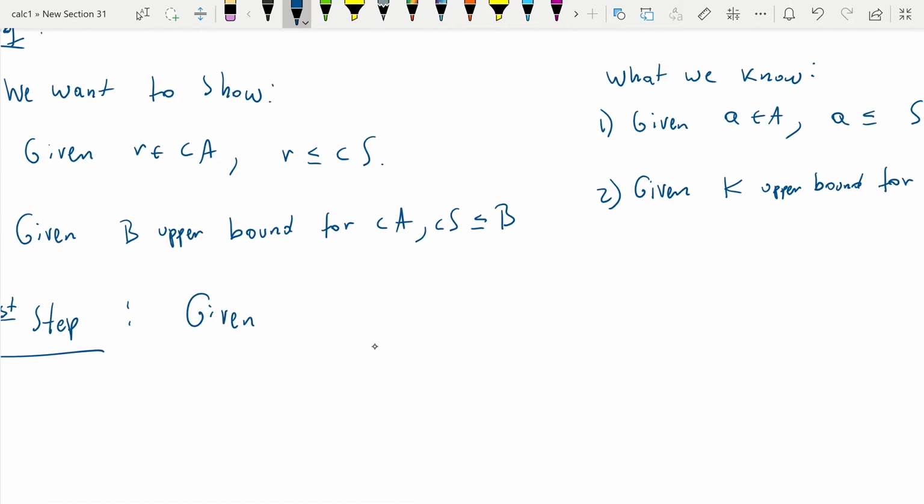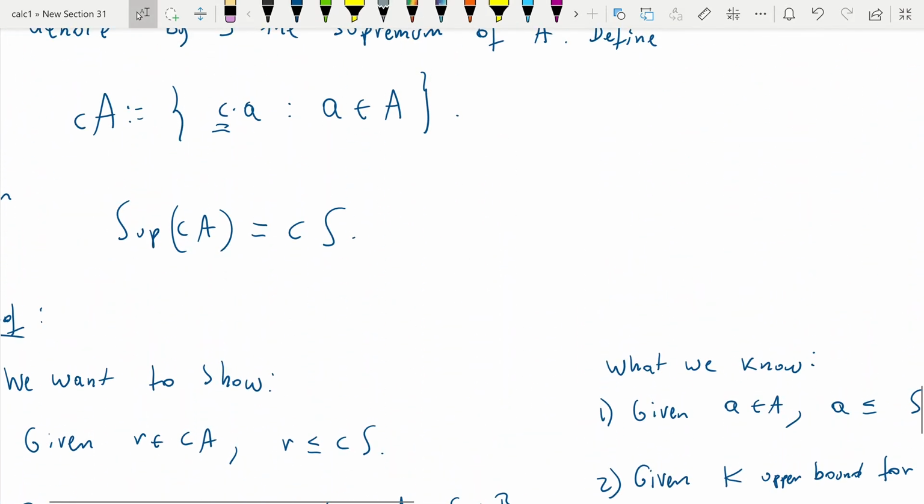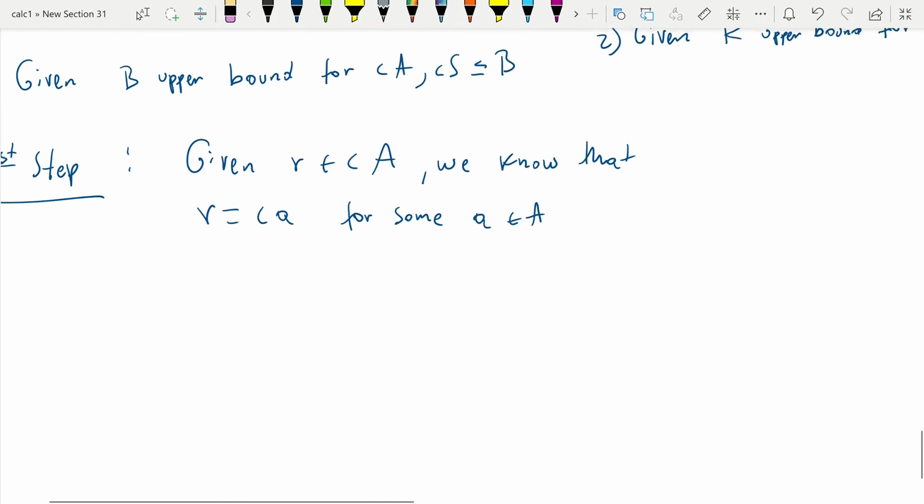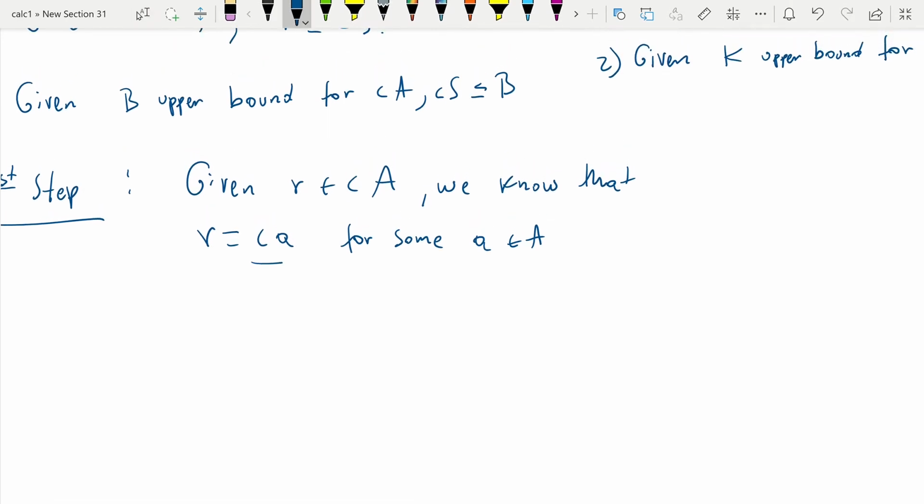So given r in cA is where we actually use the structure of A. We know that r is equal to c times a for some a in A. That's the definition of the set cA: all the elements of the form c times some element in A. So if r belongs to that set, it can be written in this form, c times an element in A. Okay, so we know that r is equal to c times a.